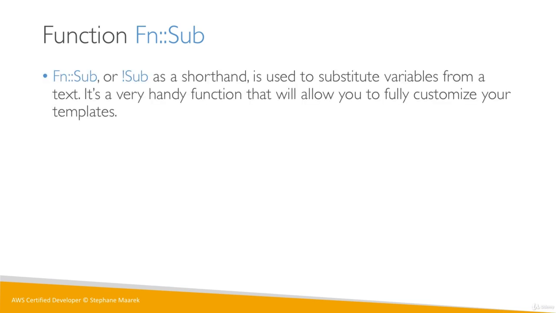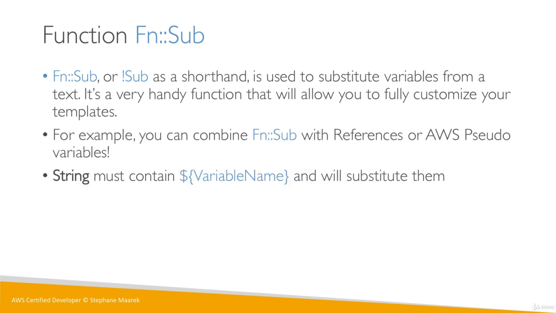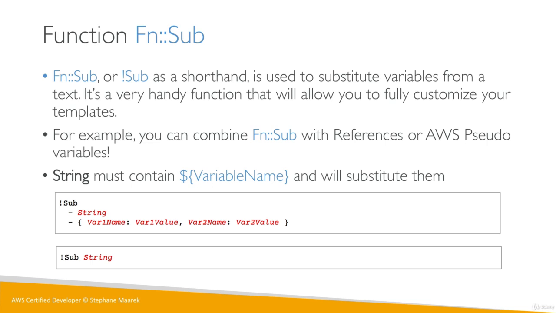Okay, finally, we have the Sub function. The Sub function is a shorthand for substitute. It's super handy. It allows you to substitute values within strings. And so you can use it with references or pseudo parameters. And the string must contain a dollar sign and open curly brace with the variable name to do a substitution. So this is a bit obscure, but just remember Sub does substitution, and it will totally make sense when you see it, if you see it in the exam. Sub is to substitute values.